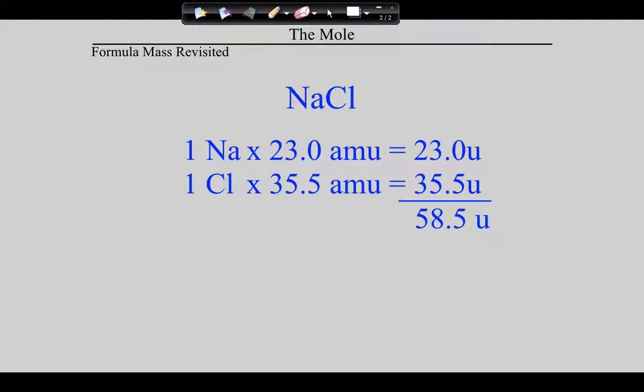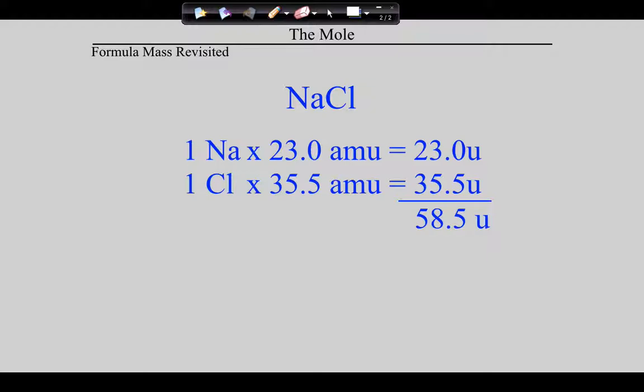So, guys, let's look at salt. If we're playing around with salt here, we got salt, right? So, when we talk about 58.5 atomic mass units of salt, is it that much salt? Is it a crystal of salt? No. How much salt are we talking about when we say 58.5 atomic mass units of salt? Guys, we're talking about this much salt.